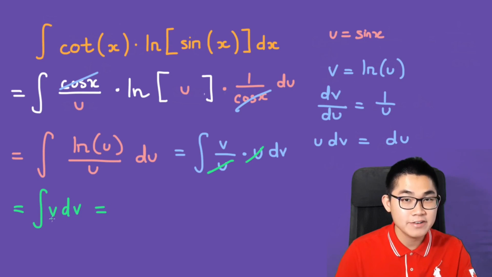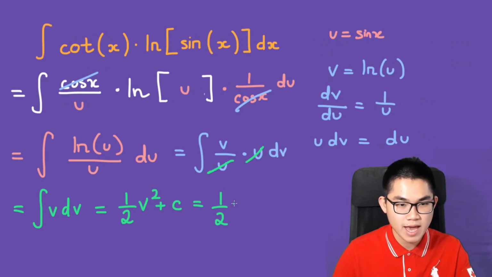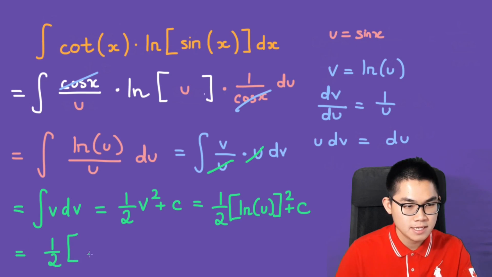So the antiderivative of this is simply 1 over 2 v to the power of 2 plus c. We change the v back to the u, which gives us 1 over 2, and v is basically ln of u, right? So we have (ln of u) to the power of 2 plus c. And now we change the u back to our sine of x. We will have 1 over 2 times (the ln of sine of x) to the power of 2 plus c.